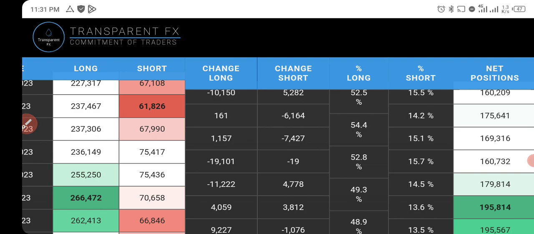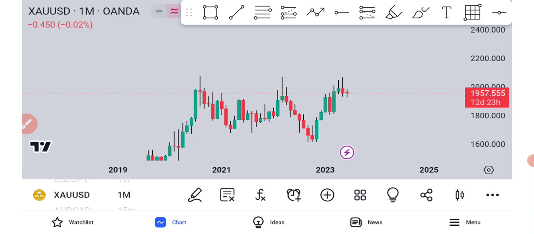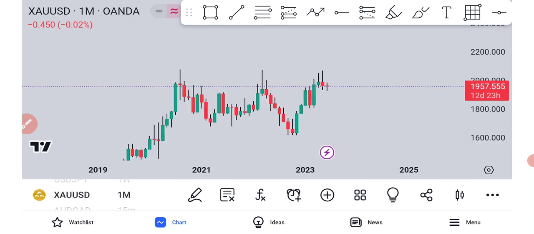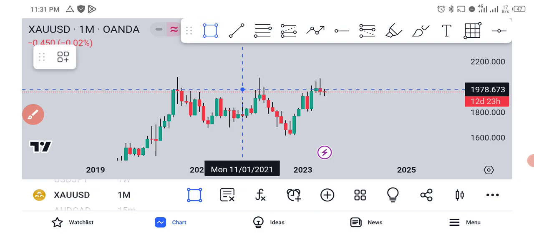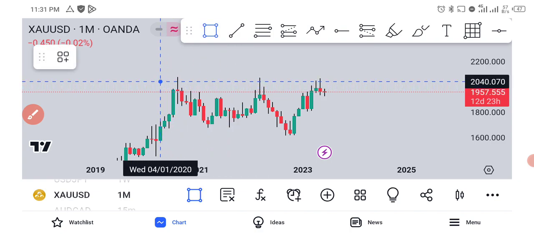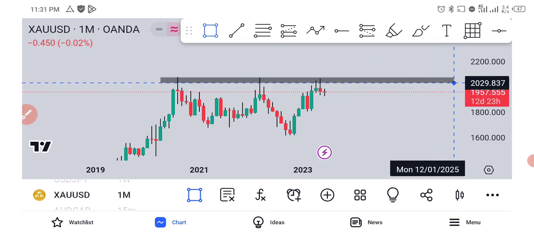So let's see the move we have on gold. Remember what I was saying about gold. Gold was bullish before. Now this is the monthly time frame. So we have this move here: 1, 2, 3, 4, 5, 6, 7, 8. For 8 months, this market has been bullish. So that's the bullish move you saw on the COT data. Now the market is testing this resistance on gold. Gold has never broken this resistance before. This is the resistance here.